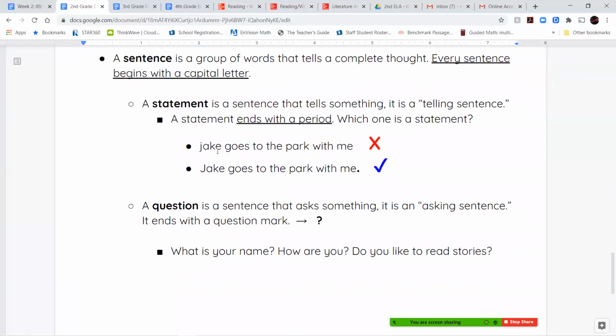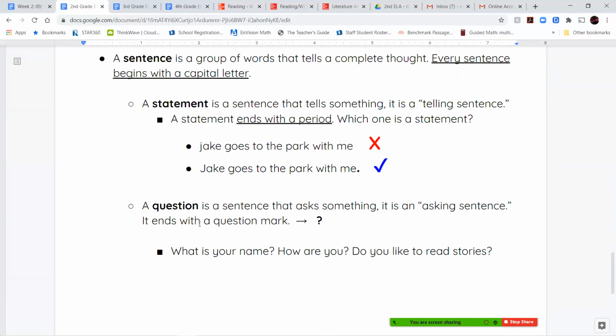Now we can see that they both say the same thing. They say, Jake goes to the park with me. What is missing in the first one that we find in the second one? So we saw that the first one here starts with a lowercase letter. So we already know that that's incorrect. We know that every sentence, no matter what kind it is, always starts with a capital letter. And we can look at the end here and there's no period. So there's no end punctuation. And we know that a statement ends with a period. So over here, we know that our second one is written correctly, and our first one is not correct.